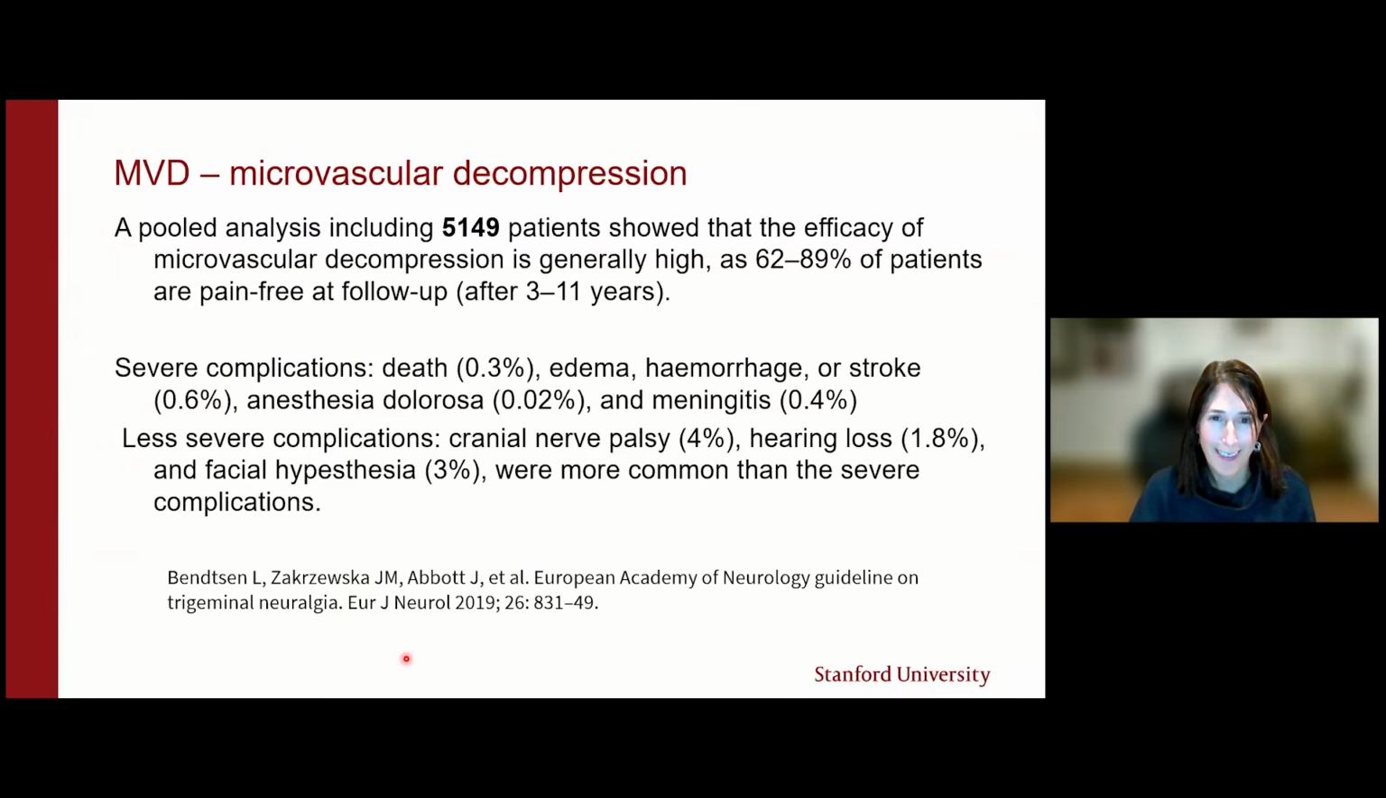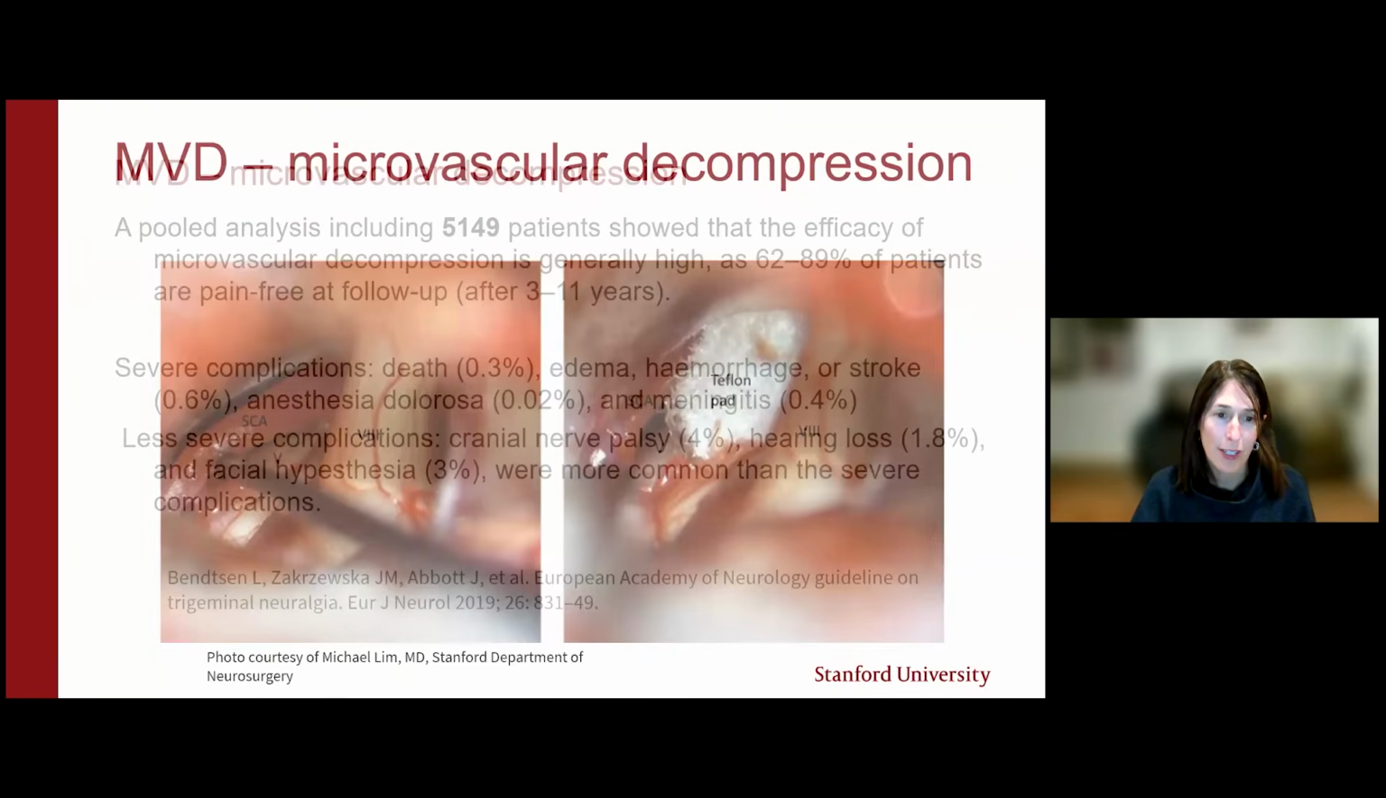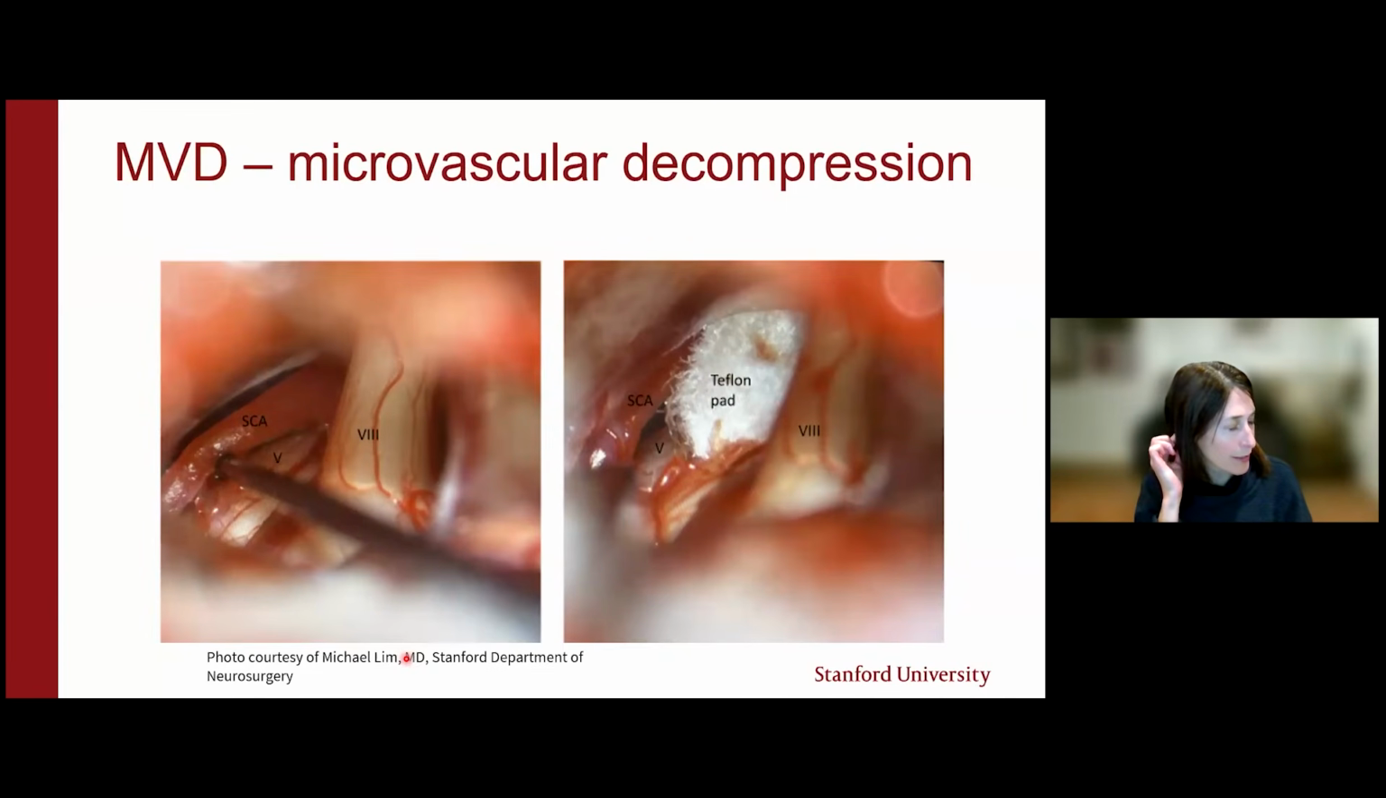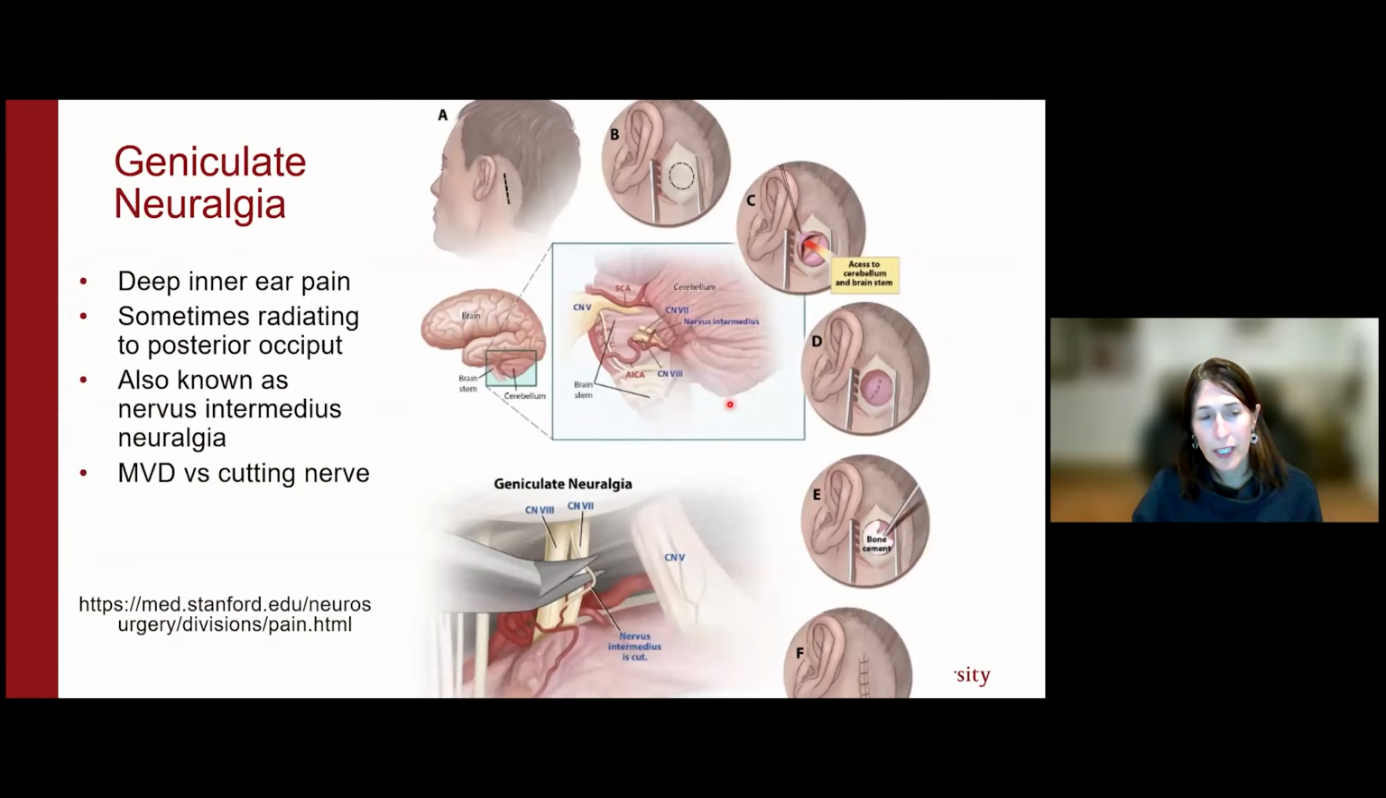And even though it is brain surgery, and even though that does sound scary, it's a fairly minor procedure where they are, I think I have a picture here, opening up a little bony window to help access the brain, and then putting a small Teflon pad between the trigeminal nerve, which is the V, right here, and the superior cerebellar artery right here. That Teflon pad prevents the artery from rubbing and irritating the nerve. So we've applied that strategy to other nerves.